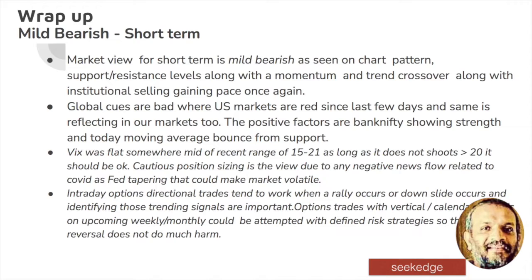Wrap up: mild bearish in the short term. The reasons we already talked about: the momentum and trend crossover on the short term, institutions selling again and gaining pace, and global cues, with the US market, all against the market. The positive factor is that Bank Nifty is showing strength. It has not fallen big in the last 3 days, only about half a percent. And Nifty took a moving average support and bounced up, so that means the bias is still there. Support is there, and it's good. So that's the wrap up: mild bearish in the short term.